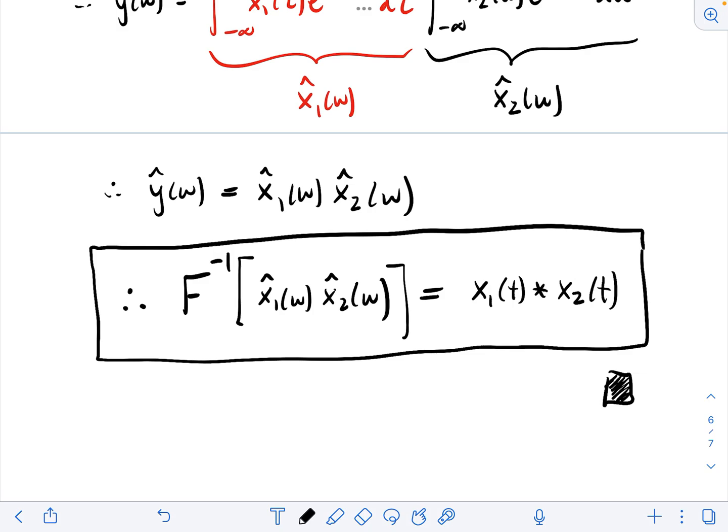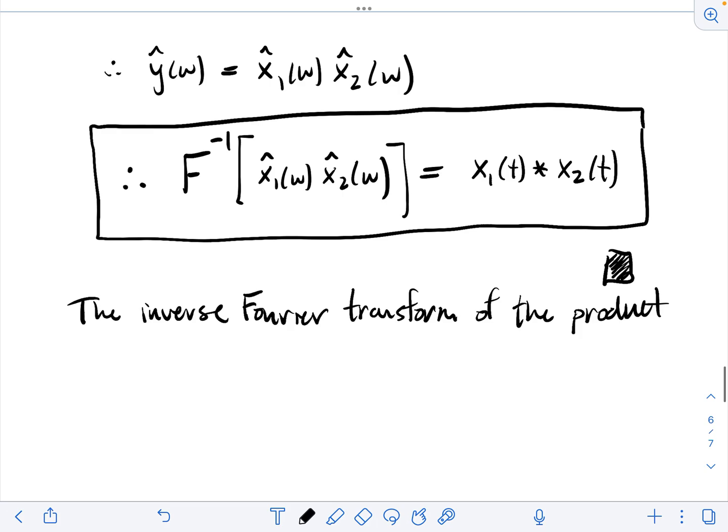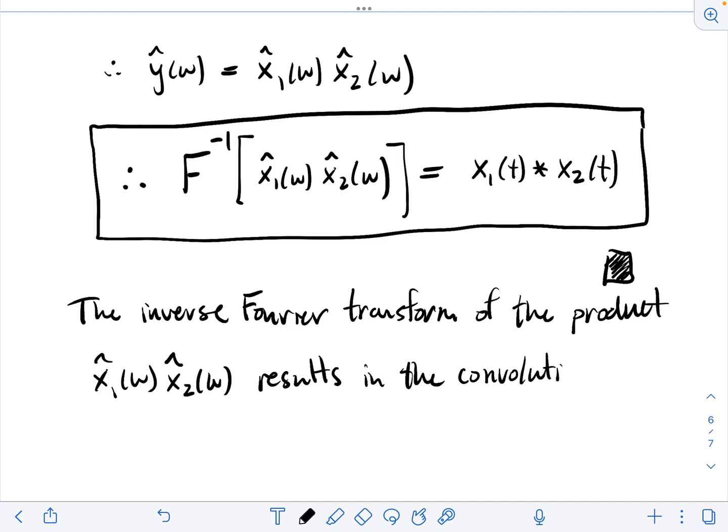So in words, the inverse Fourier transform of the product x1 hat of omega and x2 hat of omega results in the convolution of x1 of t and x2 of t.